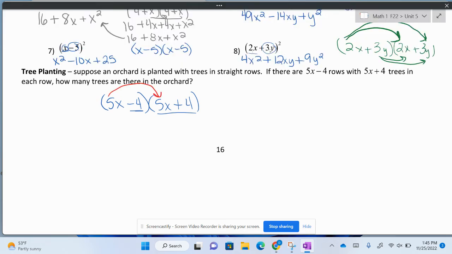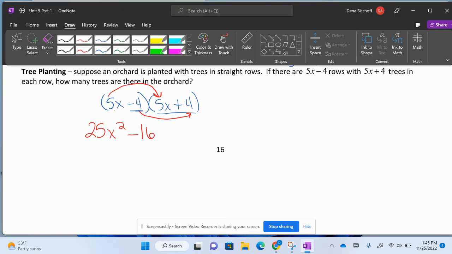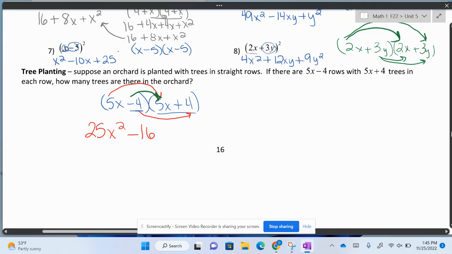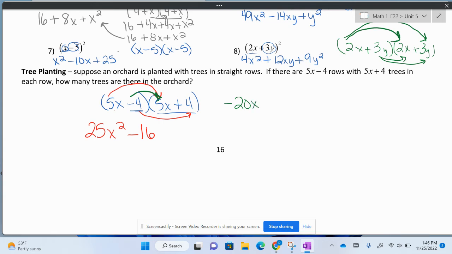So I square the first term. 5x times 5x is 25x squared. And negative 4 times positive 4 is negative 16. Why do I do that? Well, because remember that when I multiply the other two terms, negative 4 times 5x becomes negative 20x. And positive 5x times positive 4 is a positive 20x, and those cancel each other out. Okay?